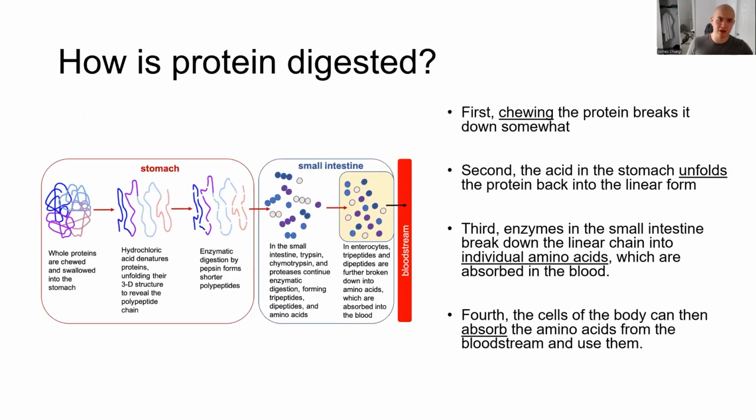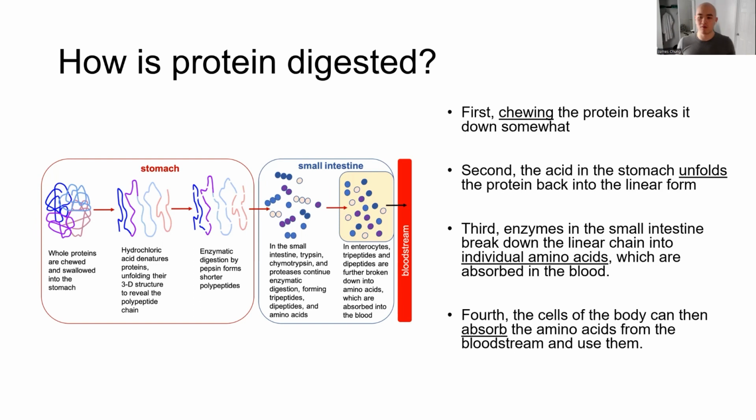So how is protein digested? When we eat steak or tuna or some other kind of high protein food, what exactly happens to the proteins when we eat them? Well, first, chewing breaks it down from that globular 3D structure, breaks it apart a little bit, into little pieces. And then we swallow these pieces. And then the acid in our stomach unfolds this protein. Remember I told you it was all folded up compactly. The acid unfolds it back into a linear form.